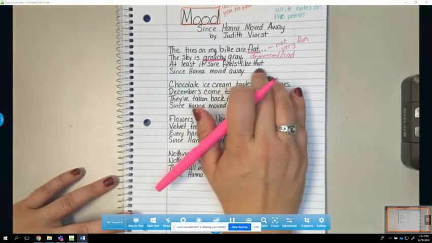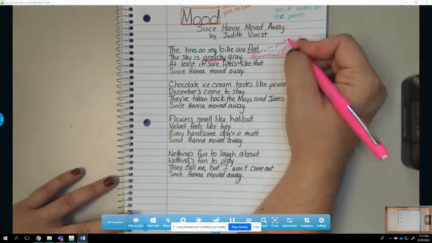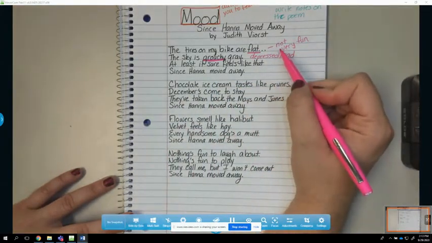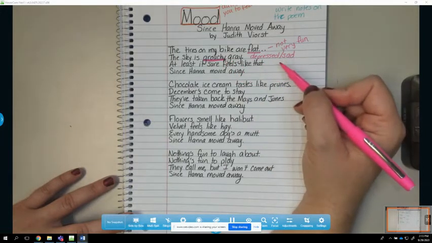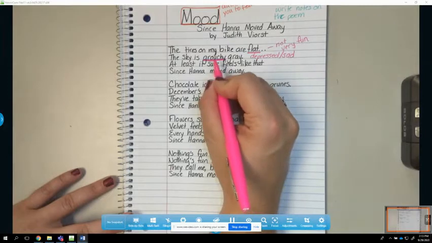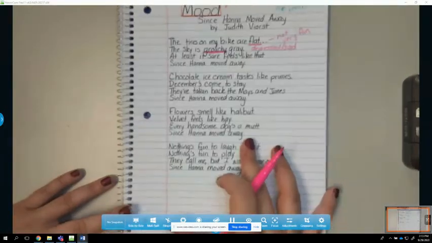At least it sure feels like that since Hannah moved away. So already in this first stanza, we're noticing that the author is not having a lot of fun. They're kind of depressed and sad. It feels like it's always grouchy gray, even if it isn't. So they're feeling that way.